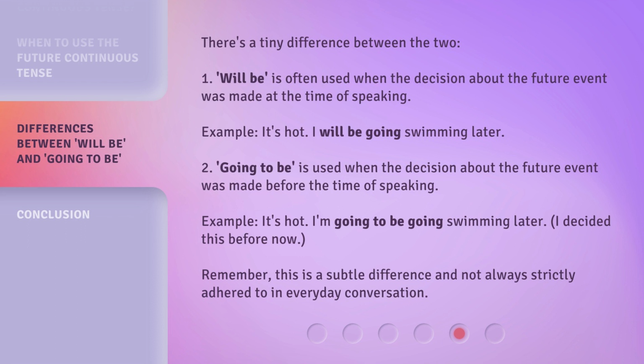2. Going to be is used when the decision about the future event was made before the time of speaking. Example: it's hot. I'm going to be going swimming later. I decided this before now. Remember, this is a subtle difference and not always strictly adhered to in everyday conversation.